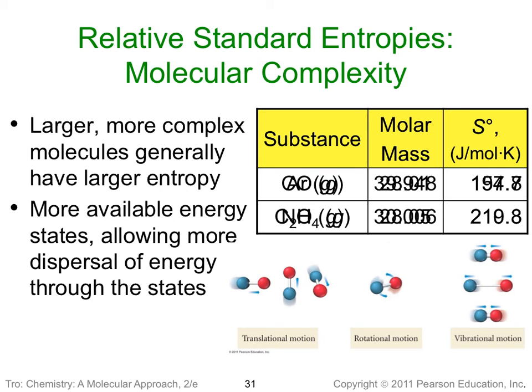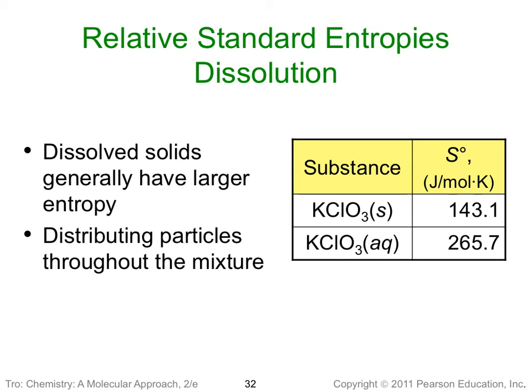So in general, complexity adds to entropy, and so the more complex molecules are going to have larger entropy. That's because there's more available energy states. They can move around more, right? There's more bonds. There's just more to it that can move. So dissolved solids are going to have larger entropy because, again, they're moving around more. They're distributed throughout the mixture.